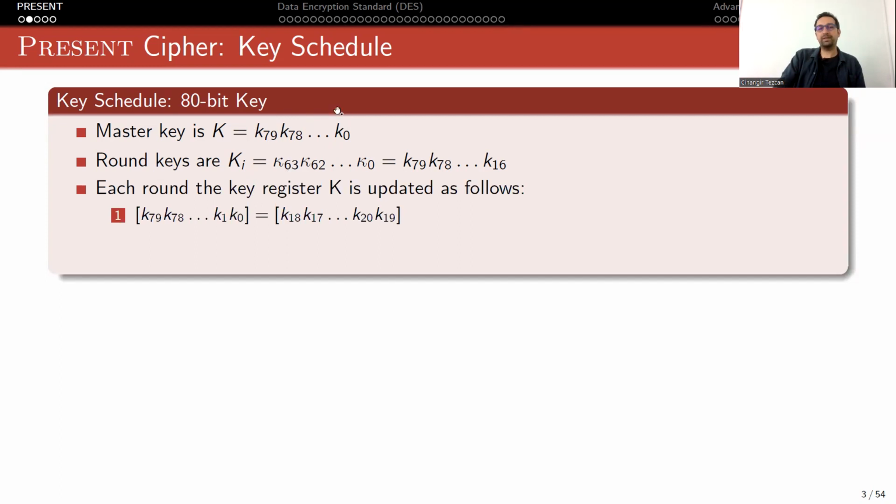Then you update this master key register K as follows. The rightmost bit now becomes the 19th bit. This means you right rotate everything by 19 bits. You take the rightmost 19 bits and put them on the left part. This is how you make the rotation. I will also show it in a picture, but this just says a right rotation of 19 bits. Then take the leftmost 4 bits and apply the S-box operation to it.